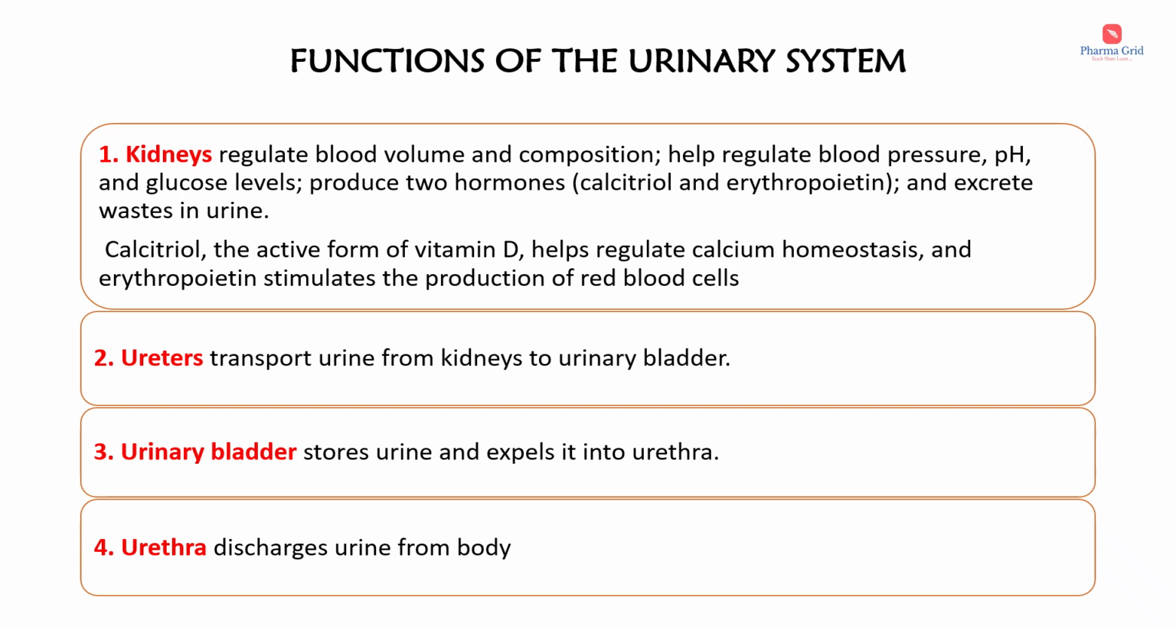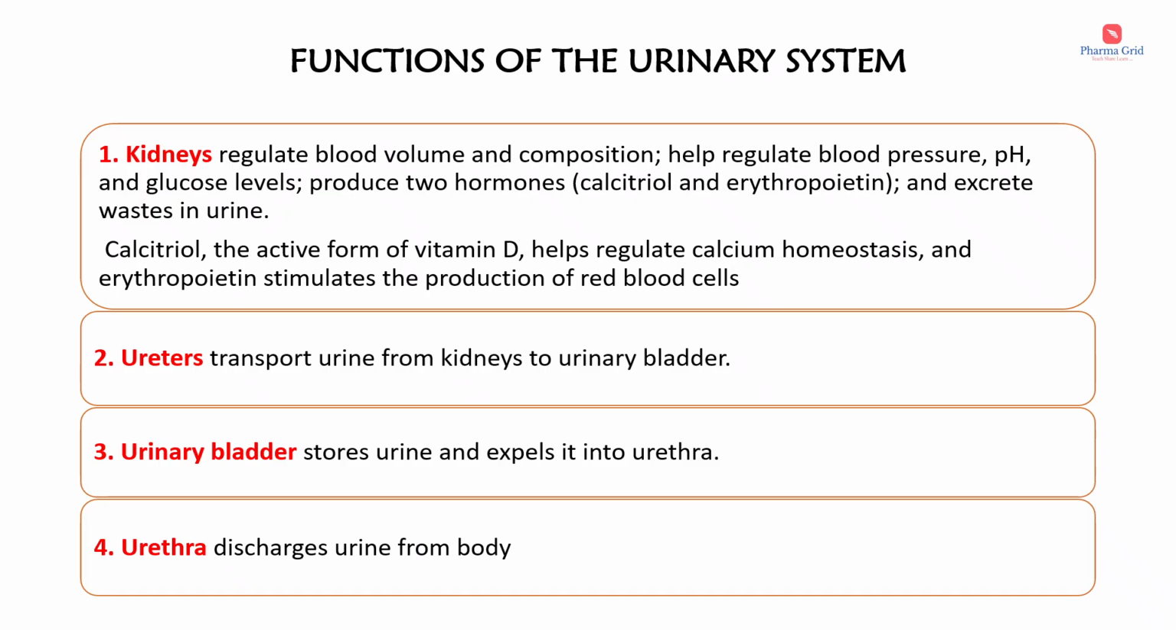And the next important function is that the kidneys produce two hormones, calcitriol and erythropoietin. Calcitriol is the active form of vitamin D. It helps regulate calcium homeostasis. And erythropoietin stimulates the production of red blood cells. Okay, so we are done with the functions of kidneys.